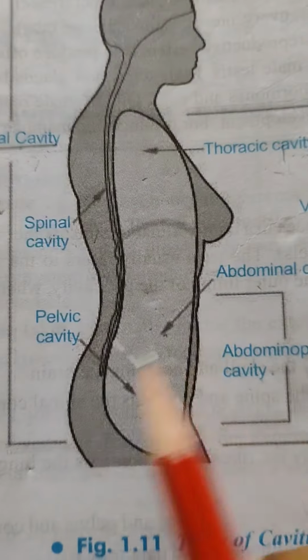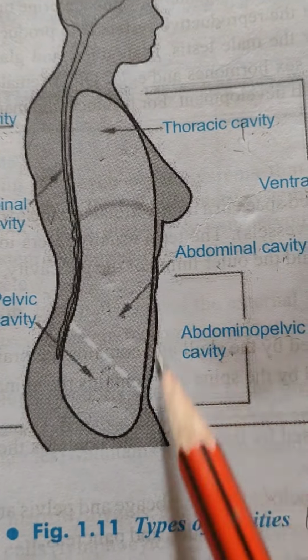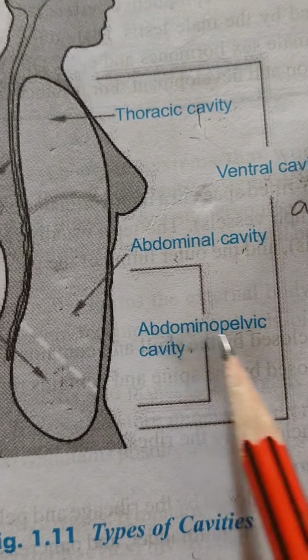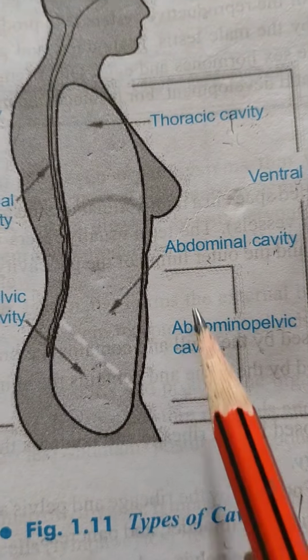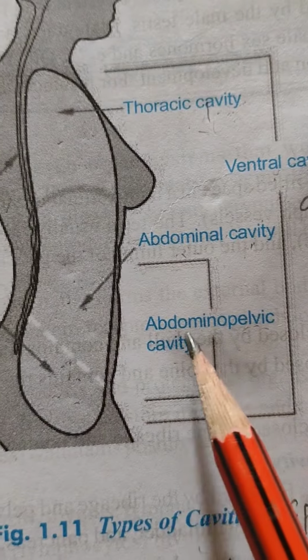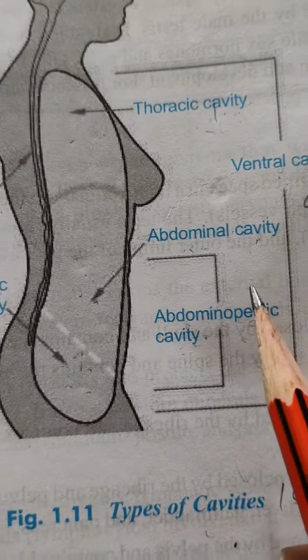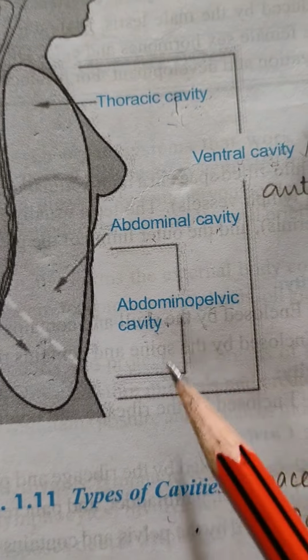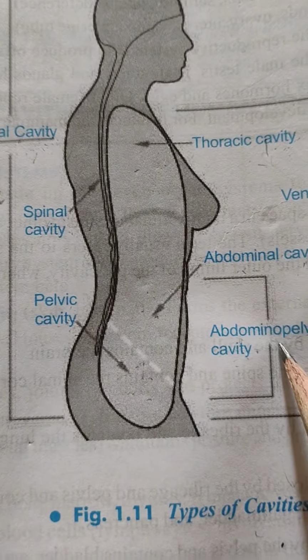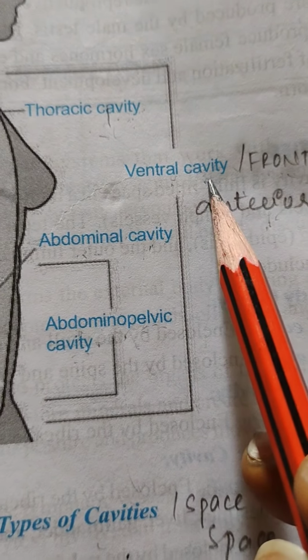The abdominal cavity and pelvic cavity together we call the abdominopelvic cavity. The thoracic cavity and abdominopelvic cavity form the ventral cavity.